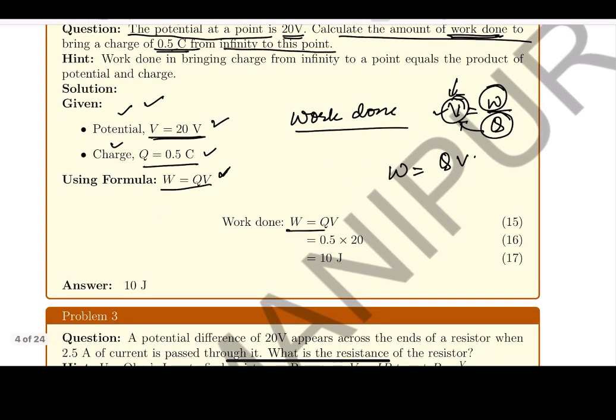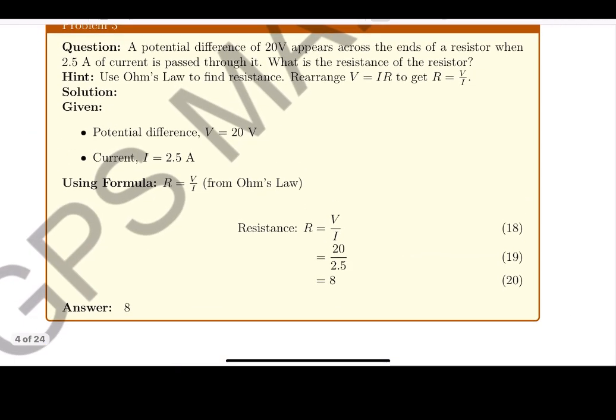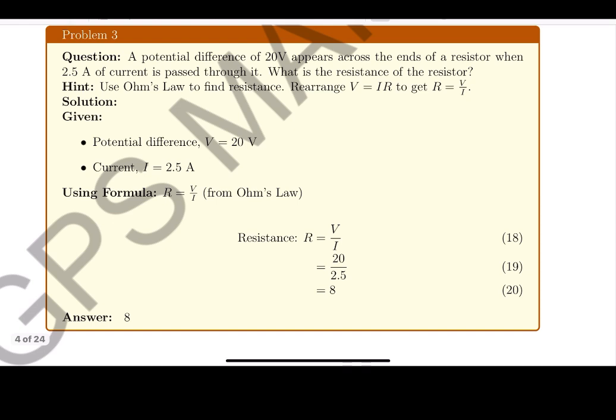Now using this formula, W is equal to QV, Q is 0.5 and V is 20. If I multiply this, I'll get 10, and the answer is 10 joule. Okay, let's go next. Question number 3. The question says a potential difference of 20 volt appears across the ends of a resistor.